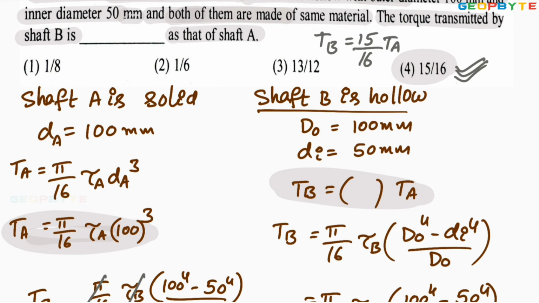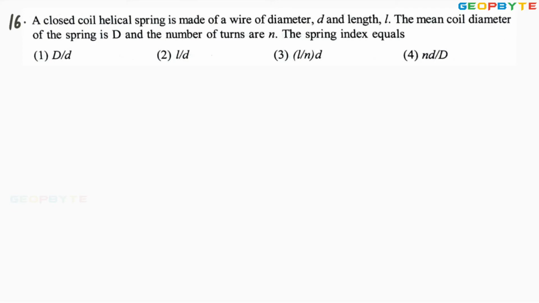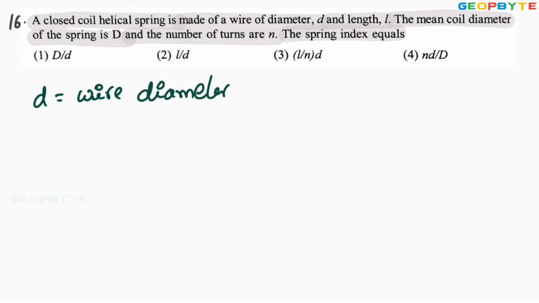Let us take one more problem. Look at the 16th problem. A closed coiled helical spring is made of wire diameter small d and length L. The mean coil diameter of the spring is capital D and the number of turns N, the spring index. Easy problem. It is given small d equal to wire diameter, capital D equal to mean coil diameter.